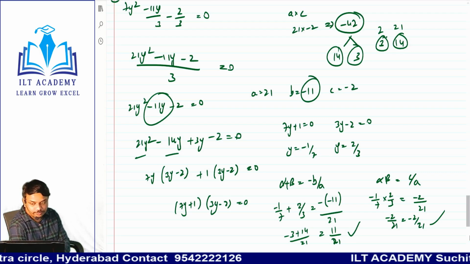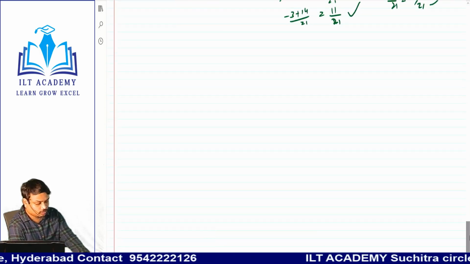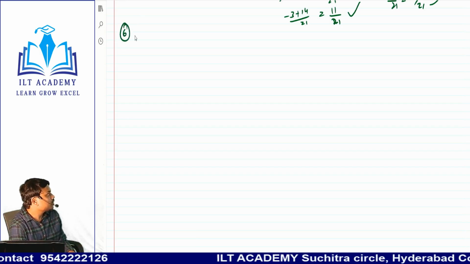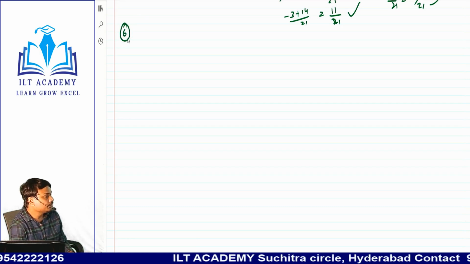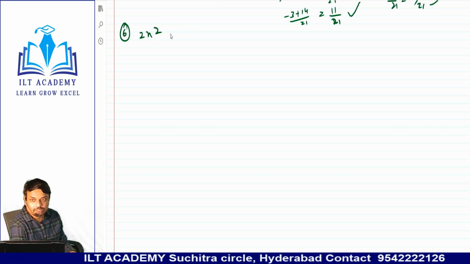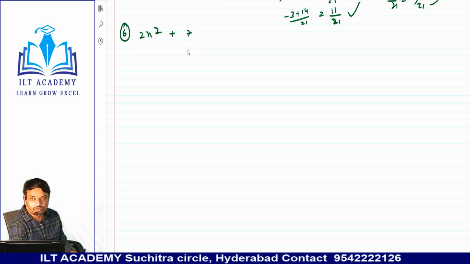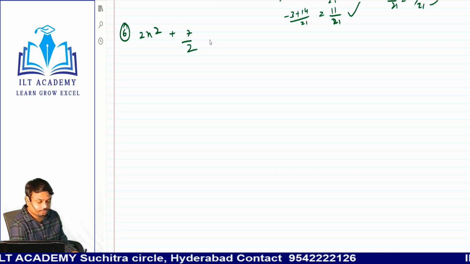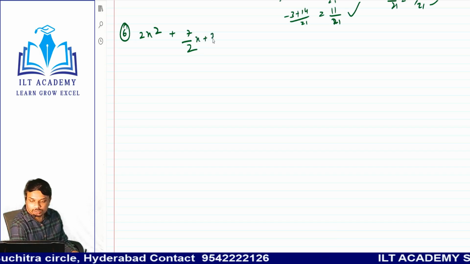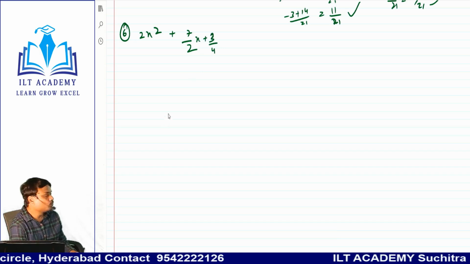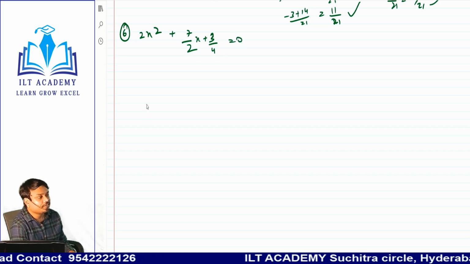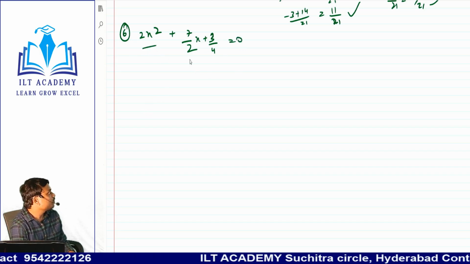Next, look. Done. 2x square plus 7 divided by 2, plus 3 divided by 4. How to do this? Same to same. First let us take LCM, so make our life a little easy. So 4 will become the LCM.